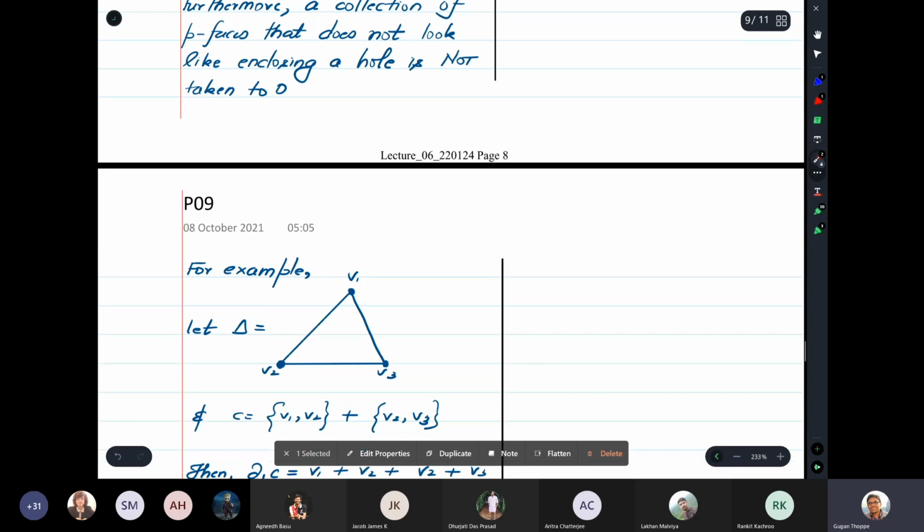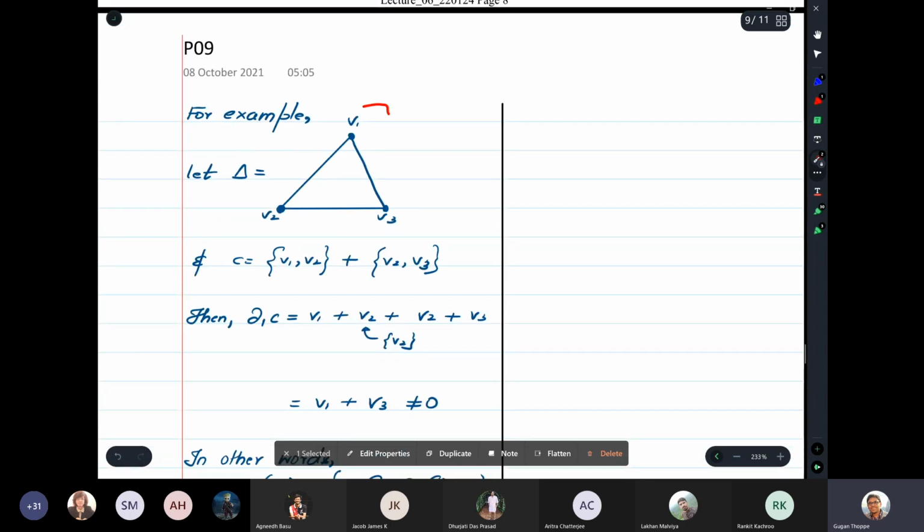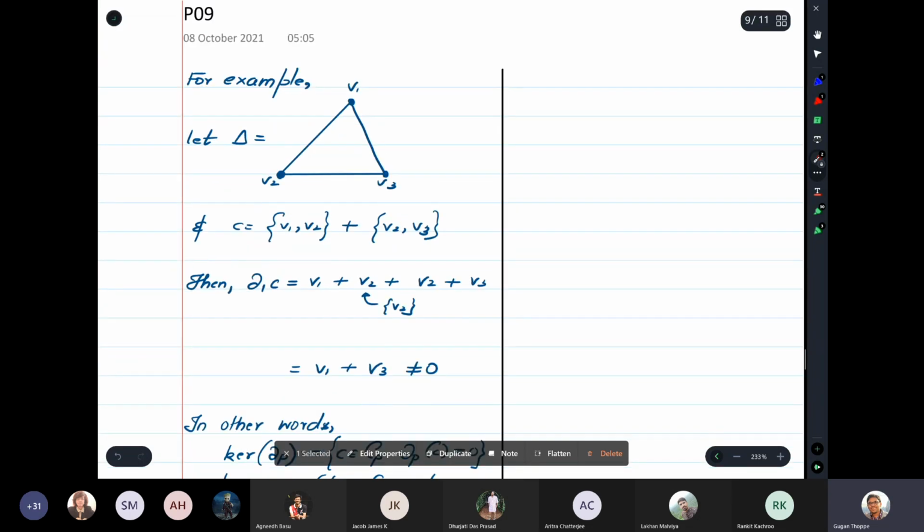Let's look at an example. Let's say you have this as the simplicial complex. Here you have 3 vertices and 3 edges, and this is your simplicial complex. Now let's look at this chain. What is this chain? It is V1 V2 plus V2 V3. I'm only looking at these 2 edges.